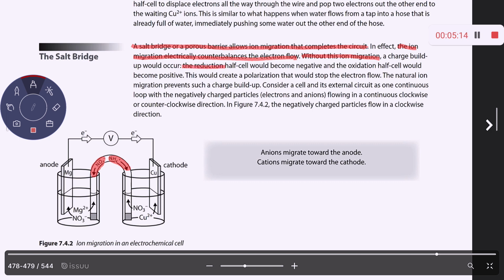If this didn't happen, there would be a charge buildup, and the reduction half cell would become negative, and the oxidation half cell would become positive, and then electrons would no longer flow. So that's why you absolutely have to have a salt bridge. Typically what they do is they take a really small piece of like rope maybe, and they dip it in a salt solution and they hang it over the sides, and that's your salt bridge. Okay, I think that's all we need. Anions migrate towards the anode, cations migrate towards the cathode. Done. Go to the next page.